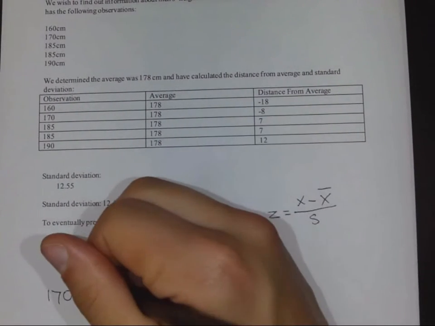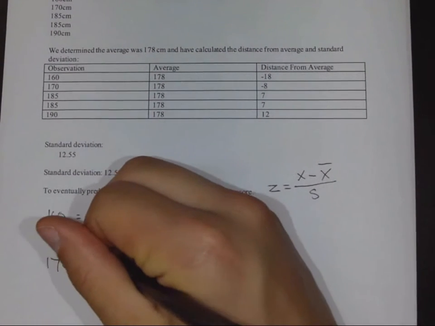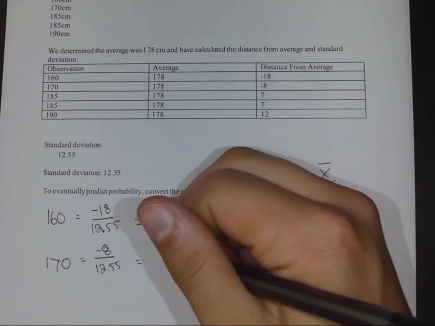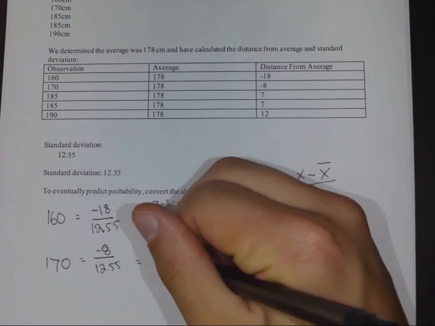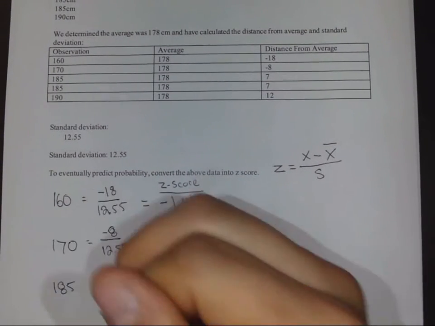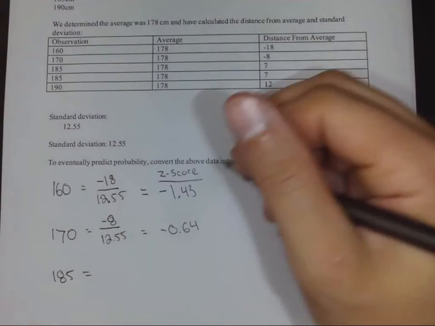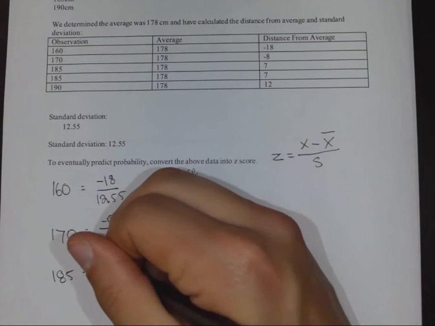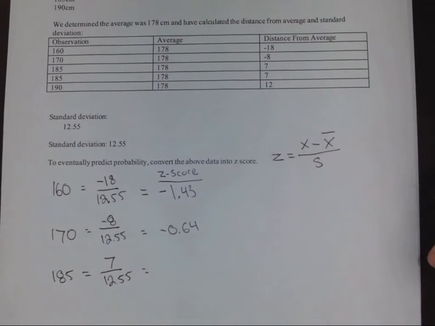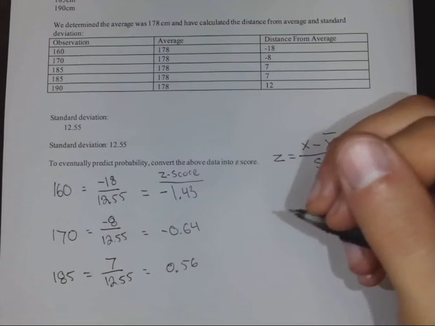170 equals negative 8 over 12.55, which has a z-score of negative 0.64. 185 is 7 over 12.55, for a z-score of 0.56.